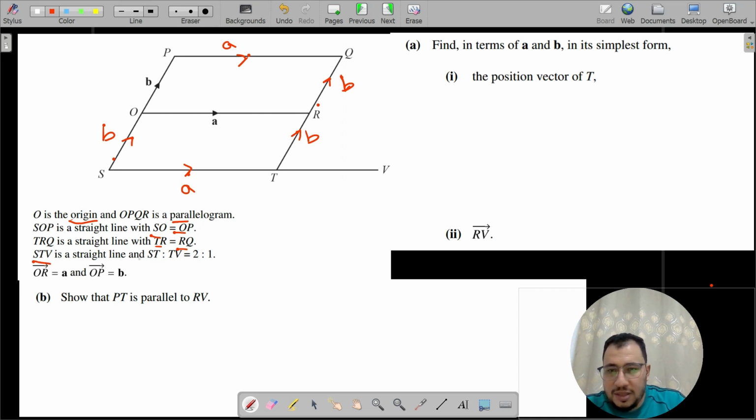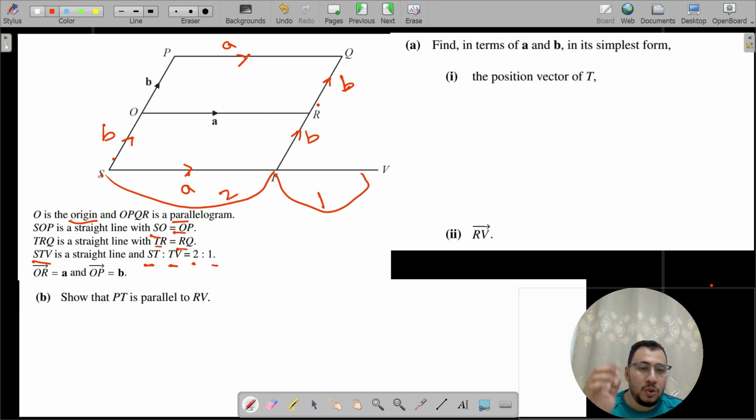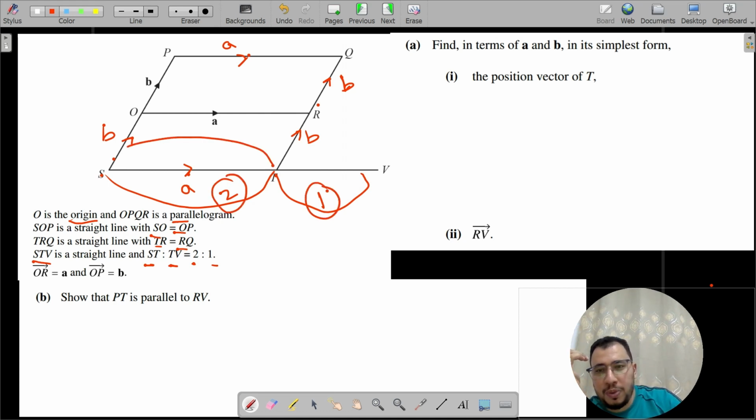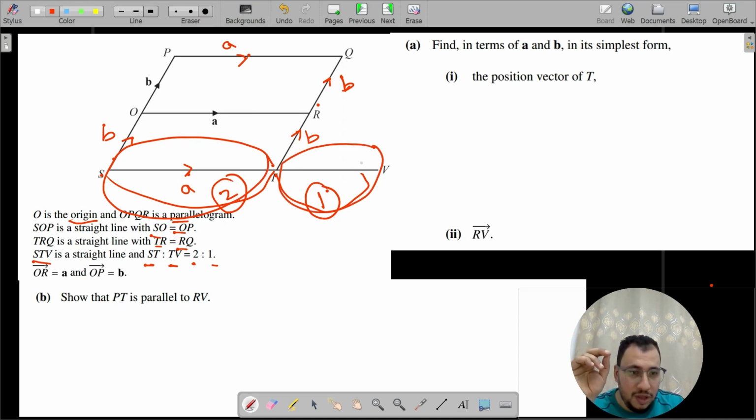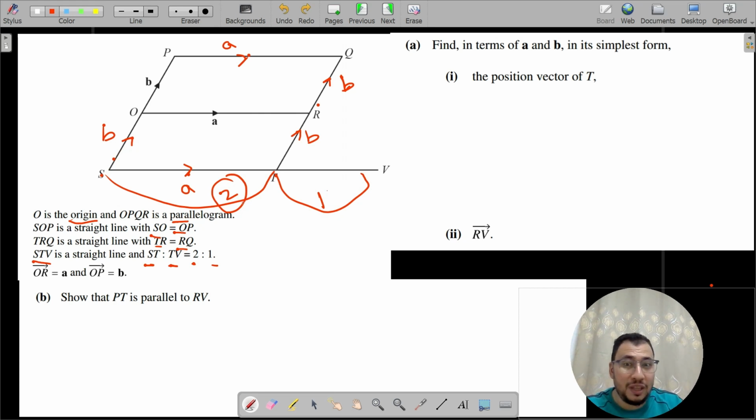STV, okay, is a straight line where ST to TV is 2 to 1. So ST to TV is 2 to 1. You have to understand that, and you have to translate that somehow into English. When I say the ratio between this to that is 2 to 1, that means this part here is double this part. Okay, so the ratio 2 to 1 means the bigger one is double the smaller one. Let's translate that into vectors.